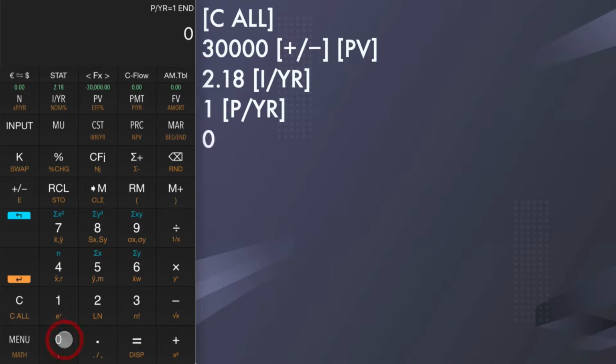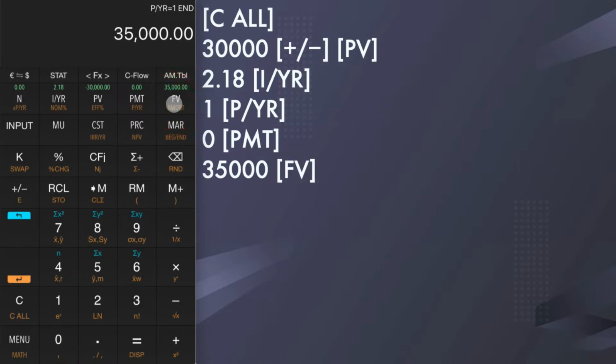Since you will not put any money into the account, we put 0 into PMT, which is periodic payment. You want your account to grow to $35,000, so we put 35,000 into future value. This is a positive number because you will receive that money from the bank. Now all values are filled in. We will tap N to calculate how long it will take.